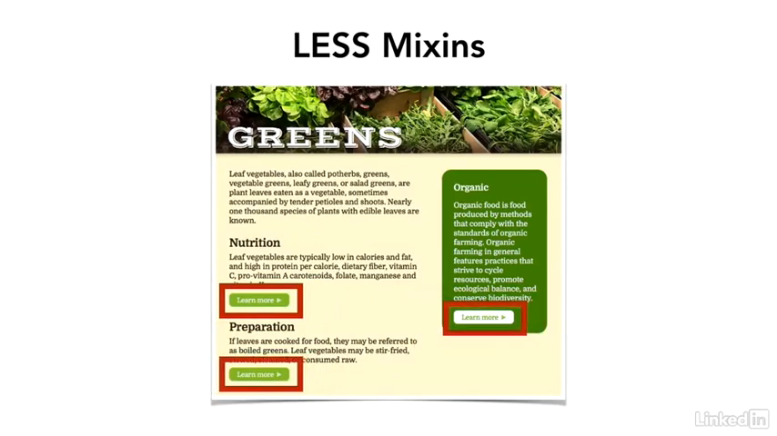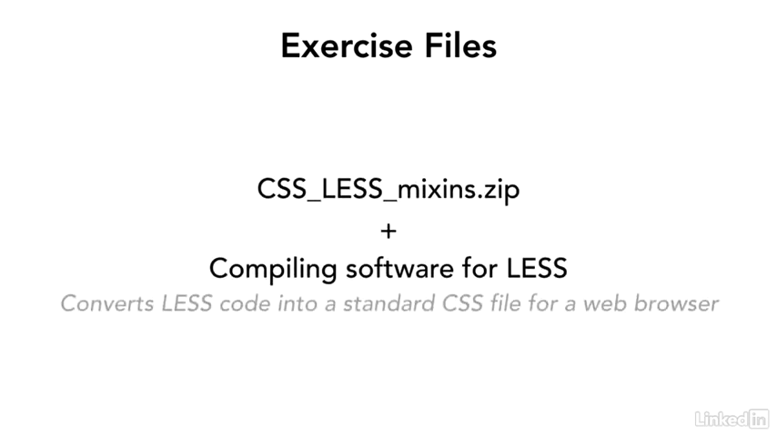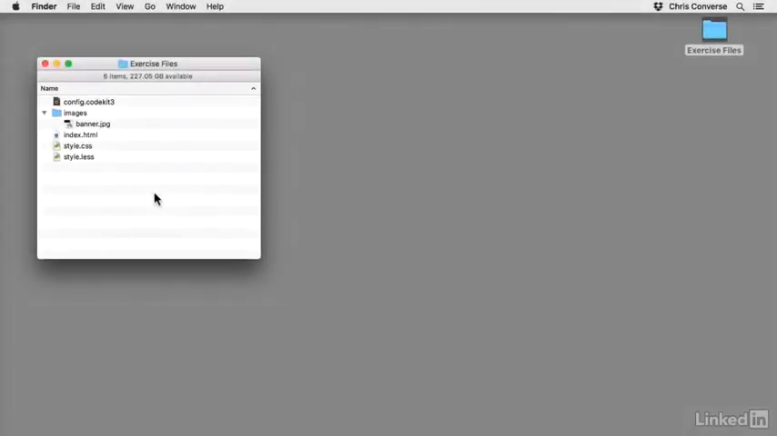rules in our document. Now if you'd like to follow along with me, download the exercise files and make sure to have a compiling tool running as well, so your Less file will be converted into CSS. And once you've extracted the exercise files, you'll see a style.less file. You'll also see a style.css file. It's this style.css file that the less file will be compiled into.